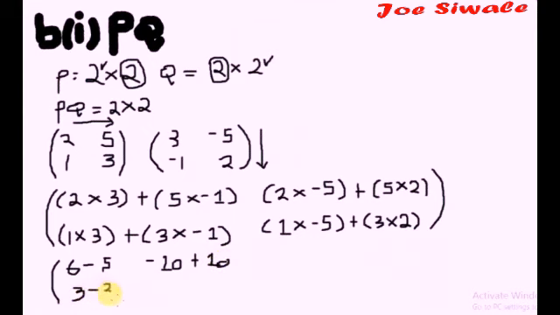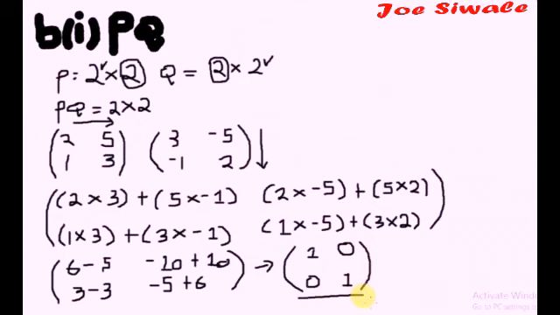Then 1 multiplied by 3 is 3. Then 3 multiplied by −1 is −3. Then 1 multiplied by −5 is −5, plus 3 multiplied by 2, which is 6. Then 6 − 5 is 1. Negative 10 plus 10 is 0. 3 − 3 is 0. Negative 5 plus 6 is 1. So PQ is the identity matrix.